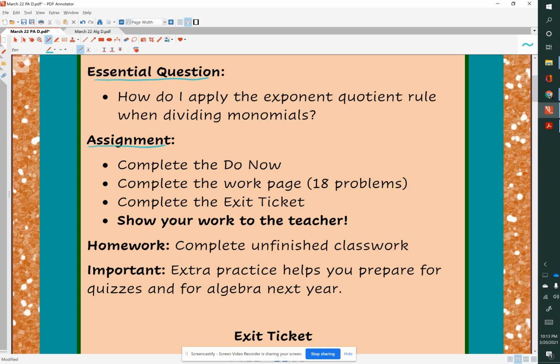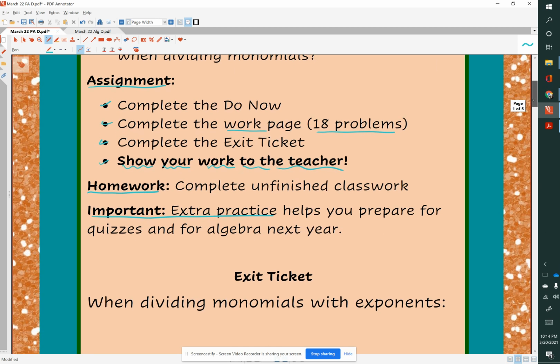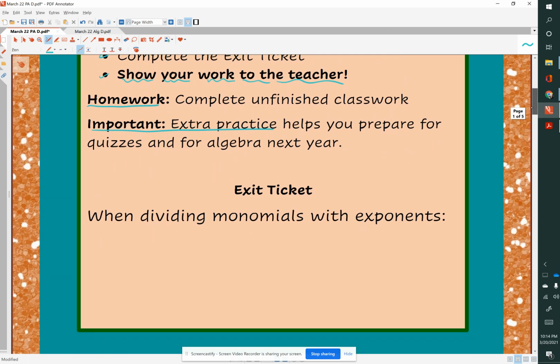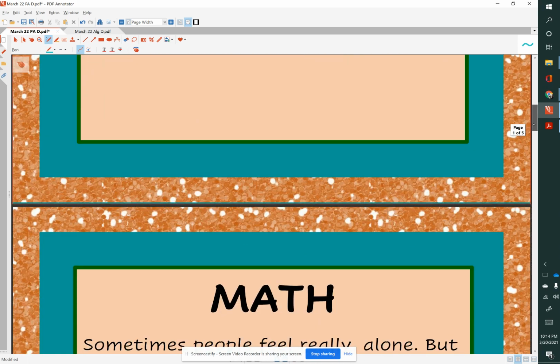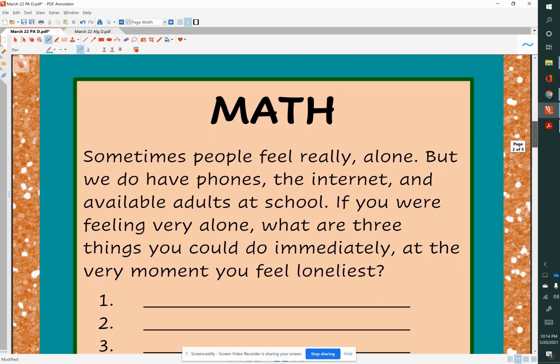Good job. Our assignment will be, as always, to complete the do now. We have one work page with 18 problems, and we will complete our exit ticket. And you know the most important thing, showing your work to the teacher. So if you don't get finished, you can finish it for homework. And just remember, it's that extra practice that helps you prepare for quizzes and also helps to get you ready for algebra next year. So we'll get back to our exit ticket in a few minutes. But first, let's start our do now.